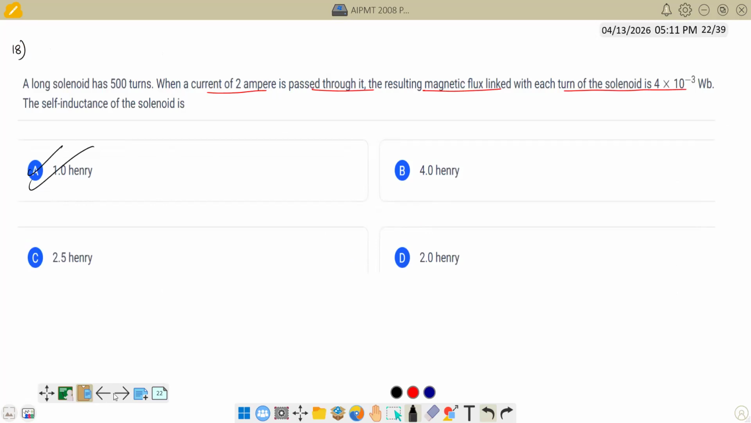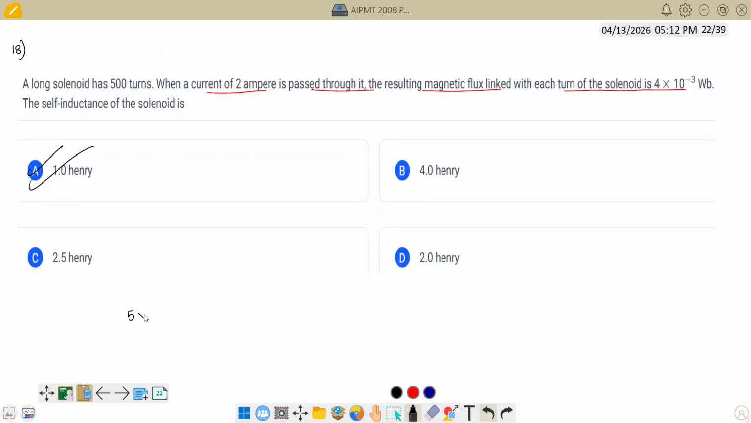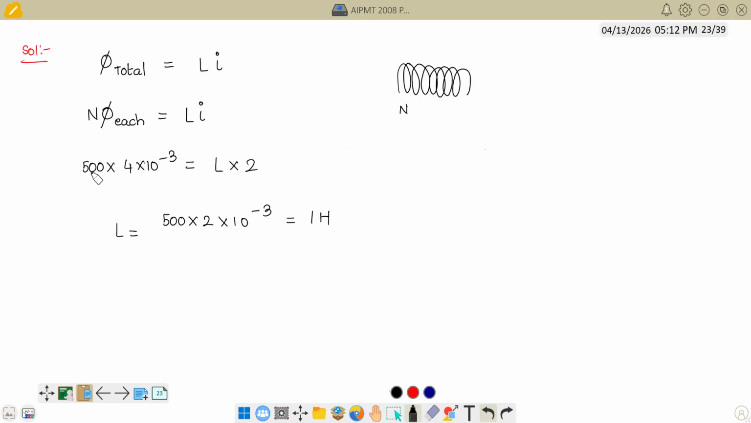To explain, you did all this, but if you notice, the options are unique, remember this. When the options are unique, you need not bother about 10 powers. So if I was solving the problem, I know 5, I will directly write 5 into 4 is equal to L into 2, so L is equal to 10, which is 1, and I would have marked it. If you understood what I have done, that means you understood how to solve problems in a NEET examination. You can ignore all the 10 powers while solving problems in a NEET examination. You need not write step by step 500 into 4 into 10 power minus 3. Well, substitute, you can simply write 5 into 4.